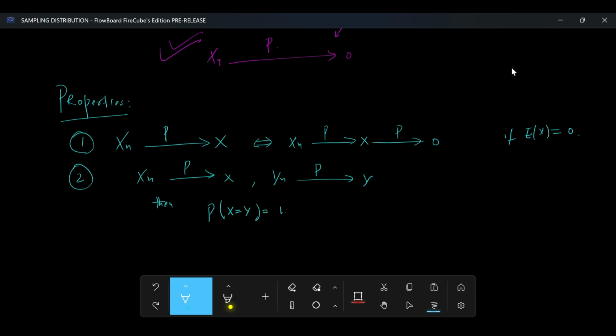So if this sequence is converging to X in probability, and this sequence is converging to Y in probability, then probability X is equal to Y is equal to 1. Number three, if Xn converges to X in probability, then Xn minus X will converge to 0 as n tends to infinity.